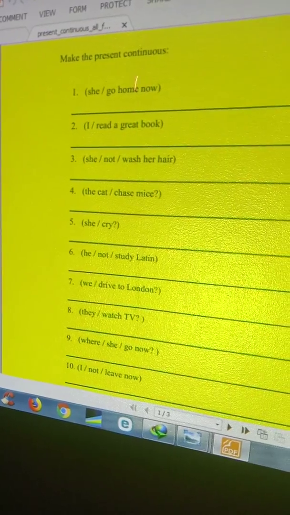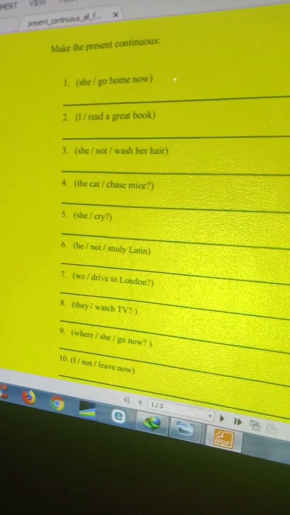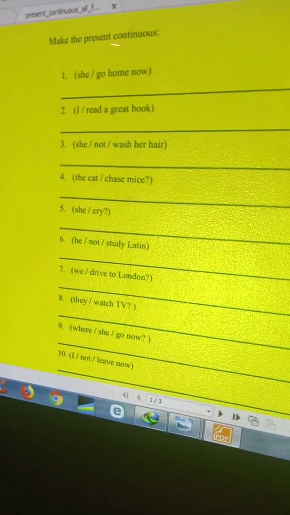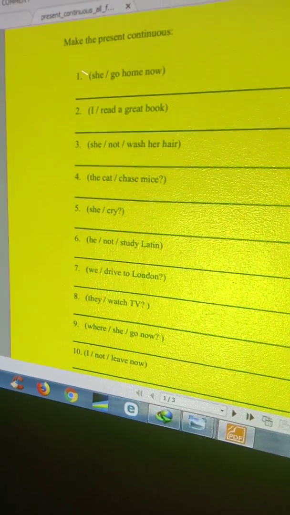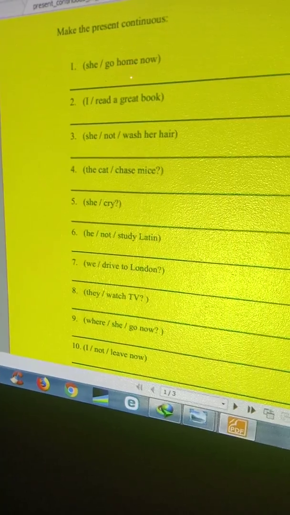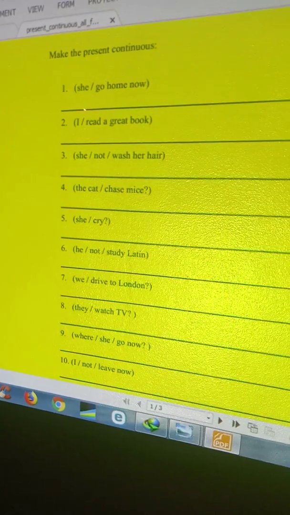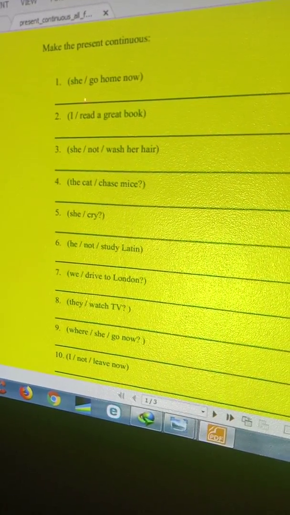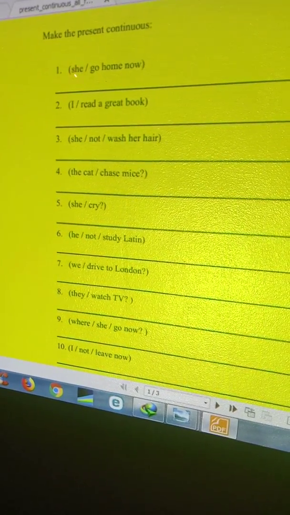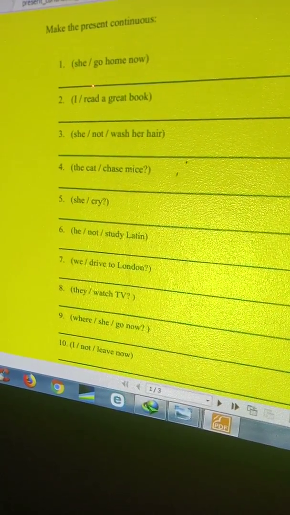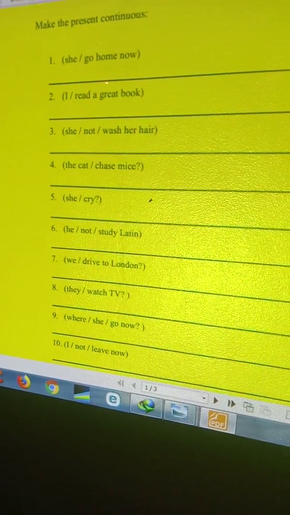Now, my dear students, I have here some exercises for the present continuous. So the question says what? Make the present continuous. We have here 10 sentences. Okay? So we have here, "She go home now." If we put here the present continuous, what are we going to say? So it becomes, "She is going home now." So she, personal pronoun, plus the verb to be, plus the verb, which is go, plus ing. So she is going home now.